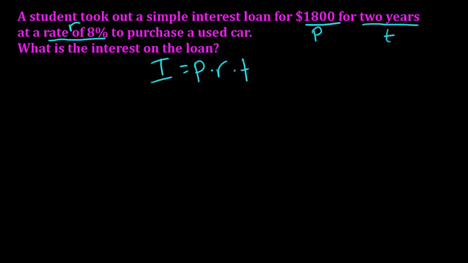Okay, so P is 1,800, R is 8%, and T is 2 years. Let's change the 8% to a decimal so that we can multiply it out. So 8.0, I'm going to change it from a percentage to a decimal. So I like to remember, okay, a decimal is a smaller number, so I'm going to move it 2 to the left to make that a smaller number. So 1, 2, and that's just the way I think of that.